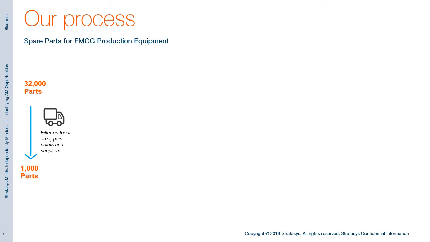In this example, we go from 32,000 parts to about 1,000 parts. This is way more manageable, but it's still too big for a manual review, so how can we go a bit further down?